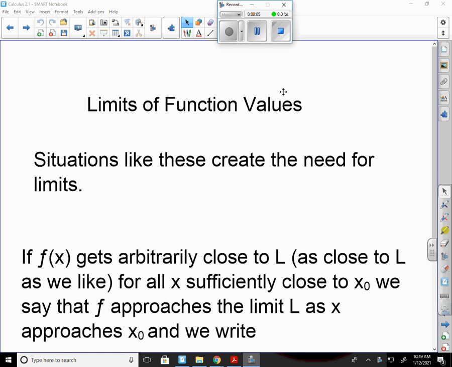The situations that we dealt with yesterday create the need for limits. So the way limits work is we take a function that gets arbitrarily close to L, as close to L as we like. It doesn't matter how far away I set my distance to L. If f of x is getting arbitrarily close to that for all x sufficiently close to x naught, we say that f approaches the limit L as x approaches x naught.